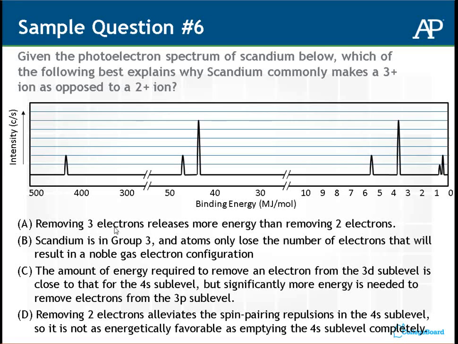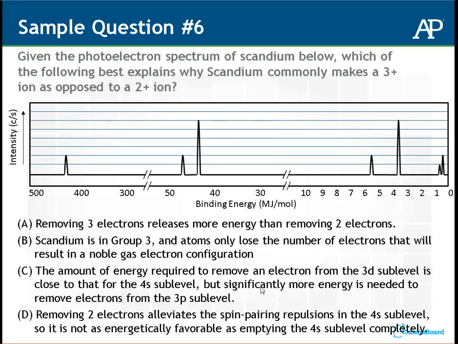So let's look at our choices. A says removing 3 electrons releases more energy than removing 2 electrons. That's true, but it doesn't explain why. Alright, B, scandium is in group 3 and the atoms only lose the electrons that will result in a noble gas configuration. Well, if that was true, it would become a 2+, not a 3+.